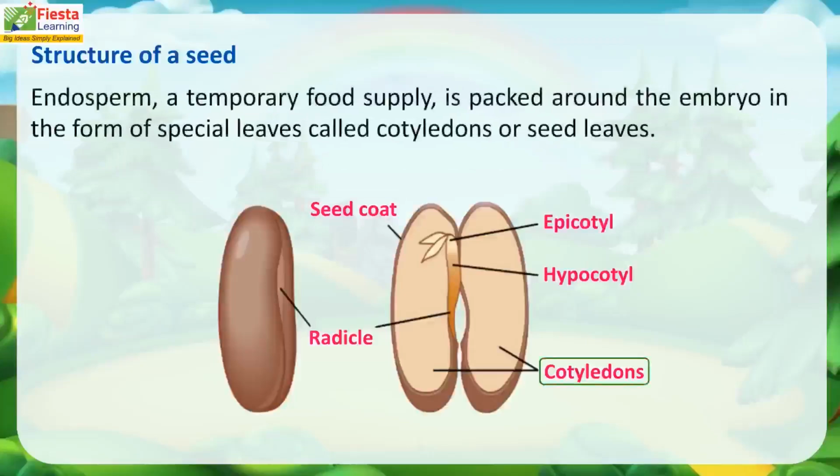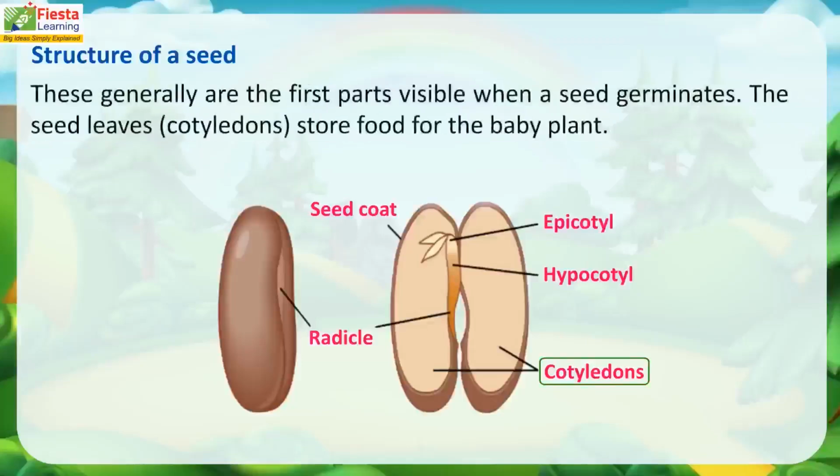Endosperm, a temporary food supply, is packed around the embryo in the form of special leaves called cotyledons or seed leaves. These generally are the first part visible when a seed germinates. The seed leaves, cotyledons, store food for the baby plant.